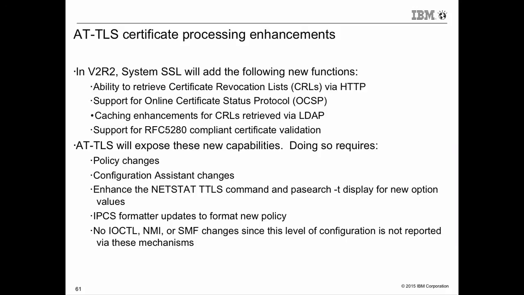OCSP is a nice enhancement to certificate processing because instead of retrieving a list of revoked certificates, and then working with that, it's more of a one-on-one thing. You say, here's a particular certificate I need to know about. You go to the OCSP server, it replies and says, yes, that certificate is valid, no, that certificate is revoked. So it's a simpler and more efficient way to get certificate information, and that's also being supported in 2.2.